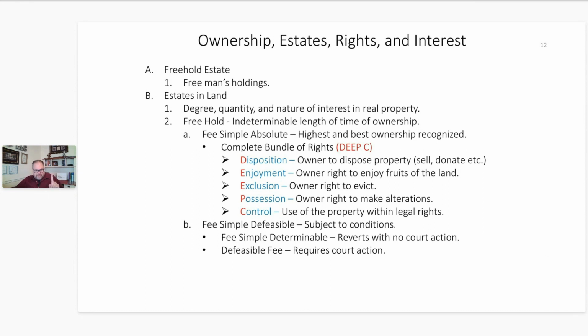So fee simple absolute, highest and best. Do whatever you want with that property as long as you stay within the limits of the law. Fee simple defeasible, you have conditions. You still own it, but you have conditions that are subject. And if you violate those conditions that are set in place, you can lose the property. And then fee simple determinable, there's no court action, and the defeasible fee there is. Okay.